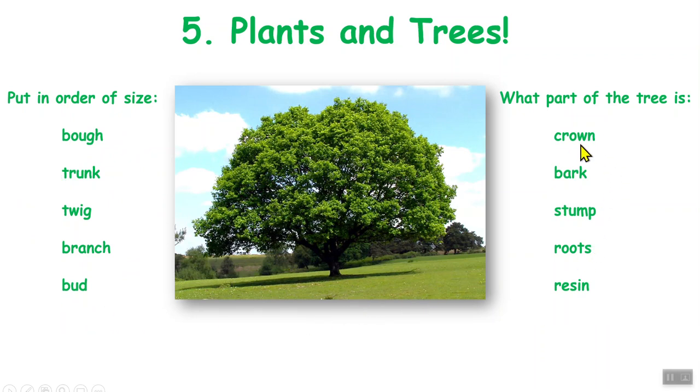And parts of the tree, the crown, that's probably logical. This is the crown of the tree. The bark is the skin, if you like, of the tree. The stump. Stump is when you cut the tree, there's a stump left. Roots, and we know that. Resin. If you cut the tree or if it's damaged, then resin fills the wound, if you like, the gap. It's a sweet smelling waxy substance which goes hard.